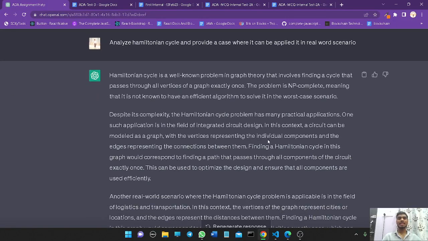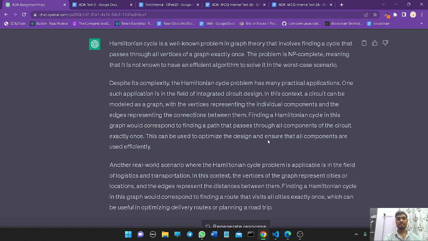Fourth question is analyze Hamilton cycle and provide a case where it can be applied in a real world scenario. Hamilton cycle is a well known problem in graph theory of finding a cycle that passes through all the vertices of a graph exactly once. The problem is NP-complete, meaning that it is not known to have an efficient algorithm to solve it in the worst case.